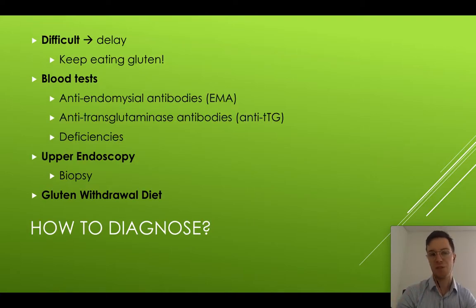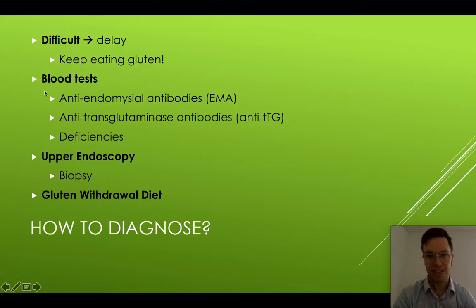So, how do you diagnose celiac disease? It is often very difficult, and the symptoms are not that clear, and it takes a long time for doctors to really know that it's celiac disease. And in this time span, it's important that you keep eating gluten, because as soon as you stop eating gluten, the autoimmune reaction won't trigger, your intestines will not be damaged, and your symptoms will be resolving. So then it's impossible to give you the diagnosis. So keep eating gluten.